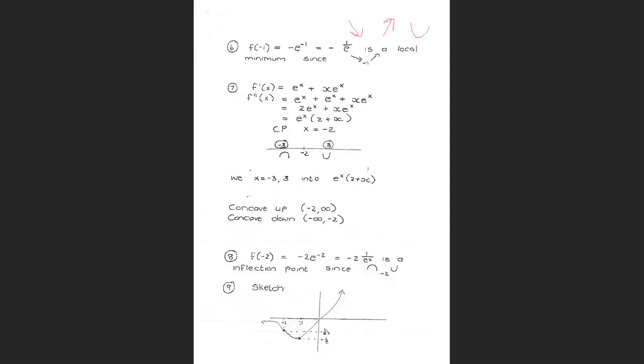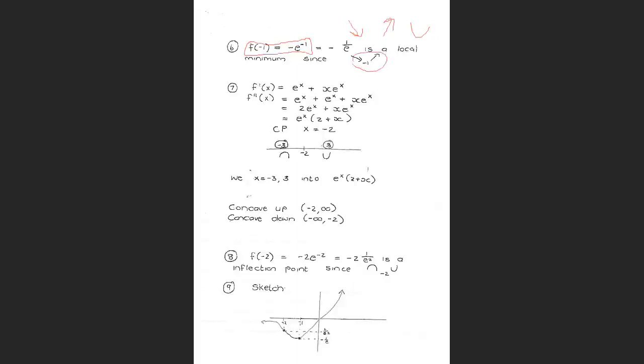All right, don't just tell me that there's a local minimum at minus 1. Write it in this form. So f of minus 1, plug it in your function, it gives you minus e to the power minus 1. And you say that is a local minimum, because you see there's a change of sign there. For concavity, we find the second derivative.